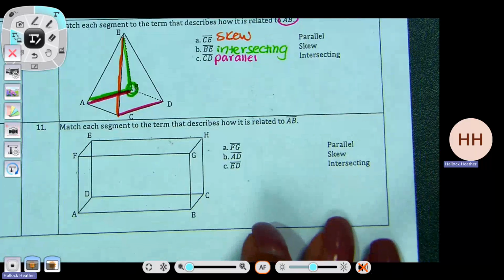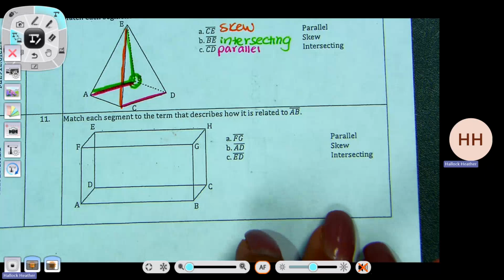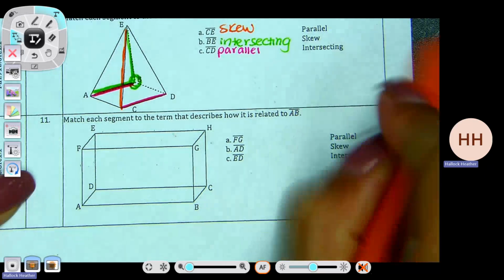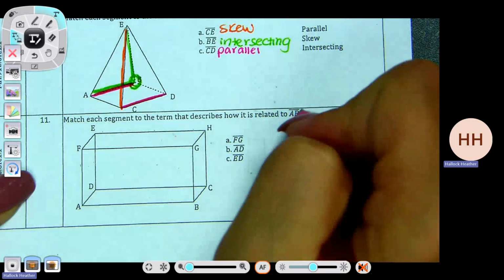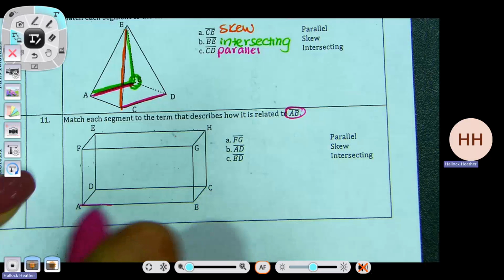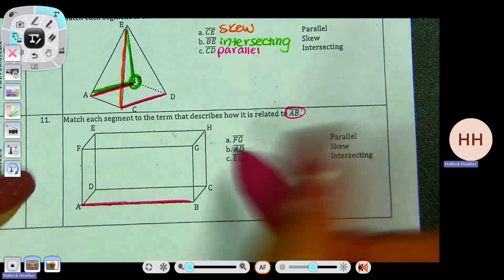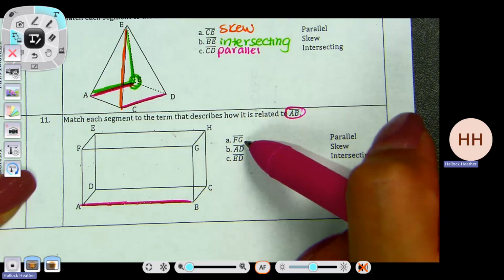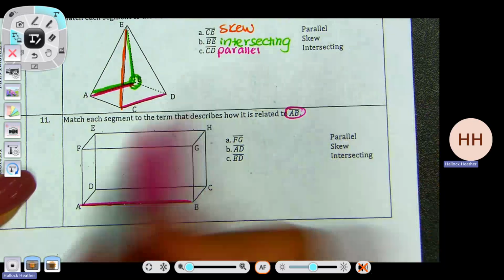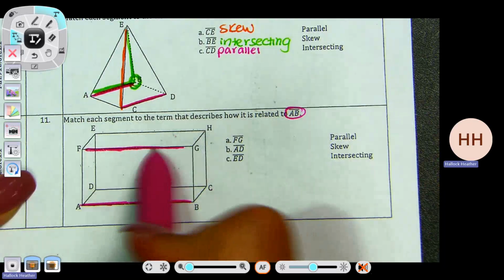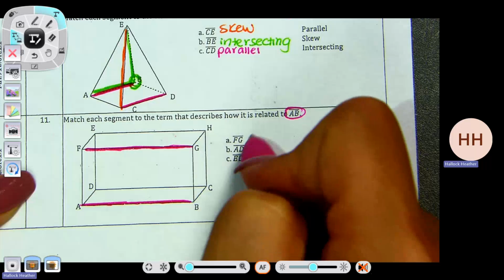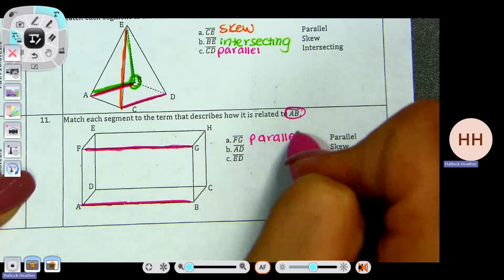Last one is 11. Same thing, you're matching them. So we're looking for something parallel to AB. So if I look at AB to start, the bell's about to ring. So here's AB. I need something parallel to this. My options are F, G. Where's F, G? Oh, F, G's here. Those are parallel. They do not cross, and they run parallel to each other.